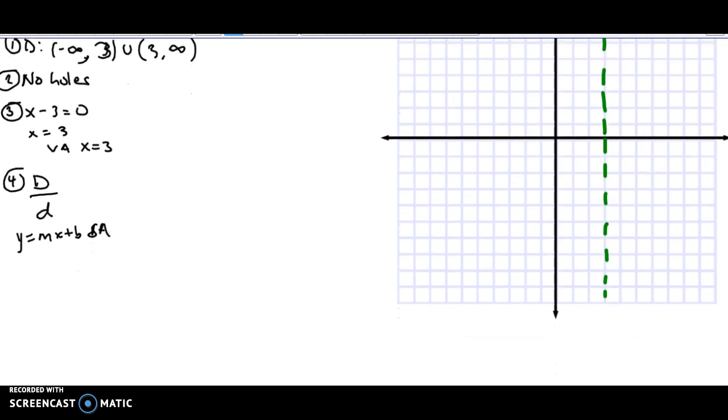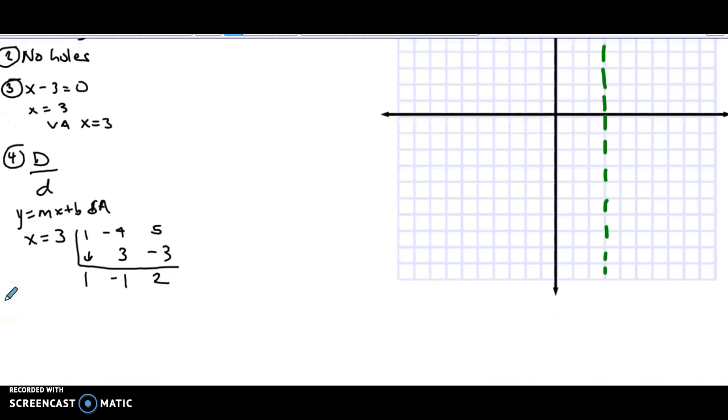So we have our value for x equals 3. If we set the denominator equal to 0 and solve it, we get x equals 3, and we do the synthetic division with 1, -4, 5. We do this by synthetic division. So we have 1, 3, -1, -3, and 2. So we don't care about the remainder.